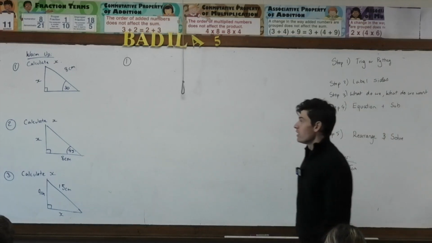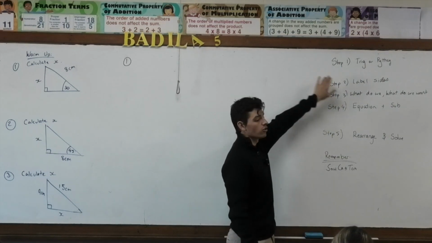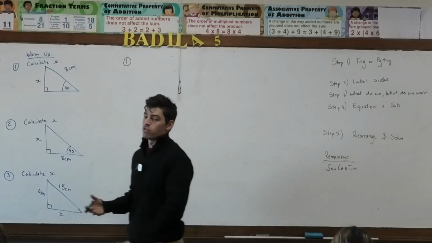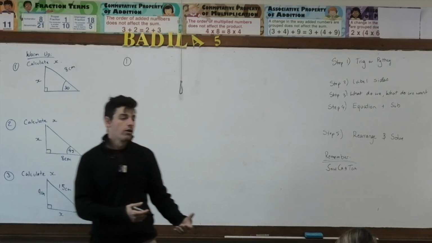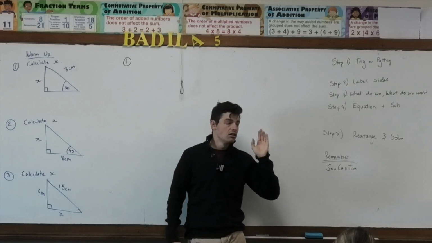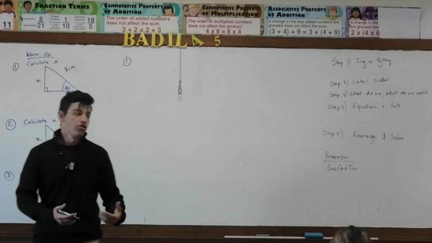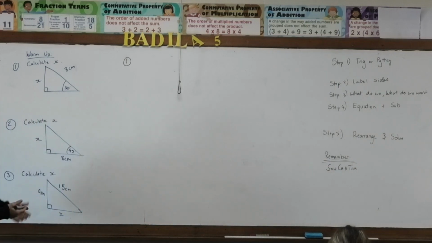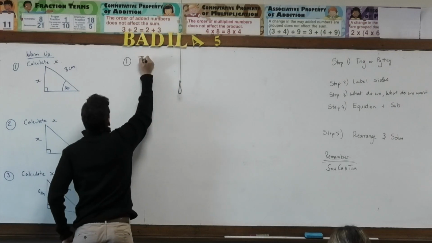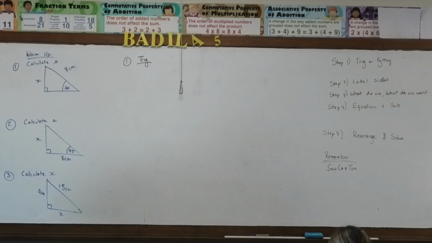If I look at question 1, the first thing I need to do is identify, am I dealing with trig or am I dealing with Pythagoras? How do I know if I'm dealing with trigonometry or how do I know if I'm dealing with Pythagoras? What's the key indicator? What's the differentiator? An angle. So if I've got an angle or I want an angle, I'm dealing with trig. Do I have or want an angle in question 1? Yes. So step 1 says immediately I'm dealing with trig. So I know I've got trigonometry on the cards.